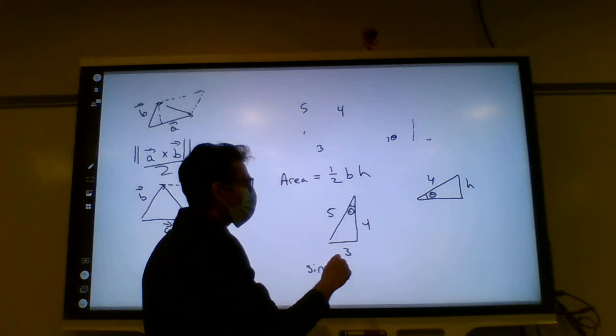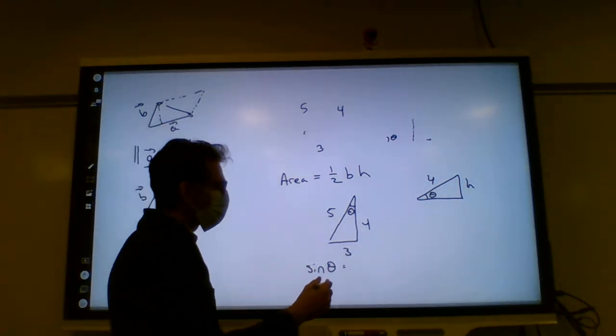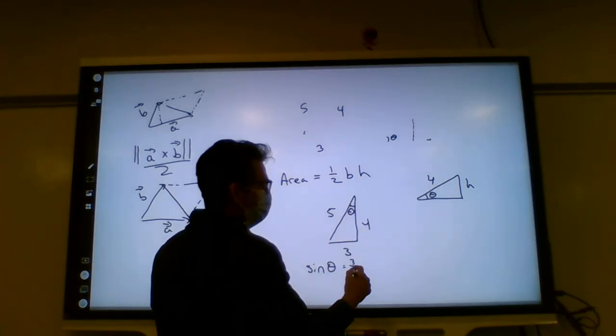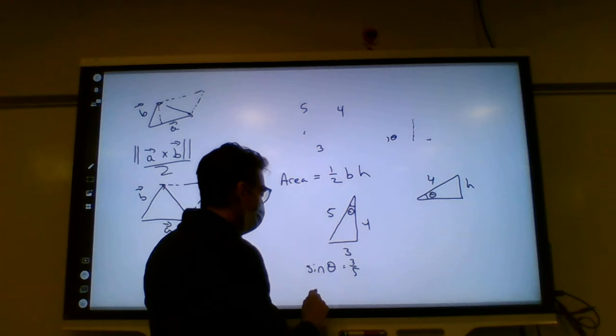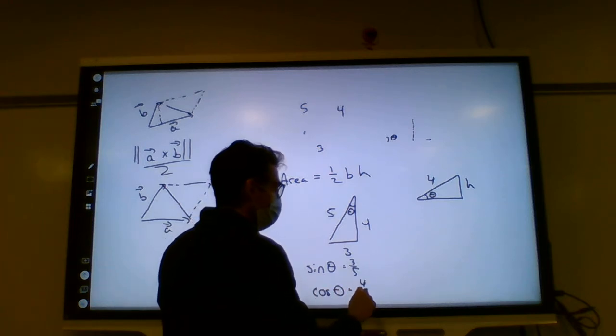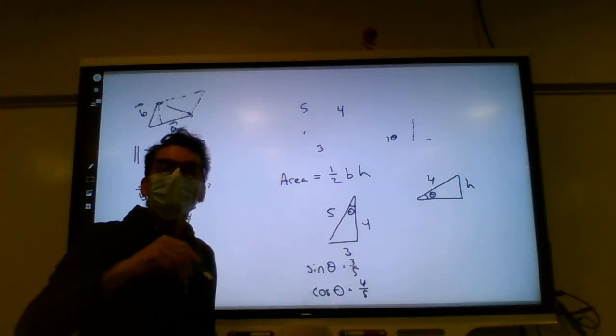We could look at sine of the angle. What would sine of that angle be? Well, sine's going to be opposite, so it would be 3 over 5. And cosine would be the adjacent of it, so cosine would be 4 over 5. So what could we do?